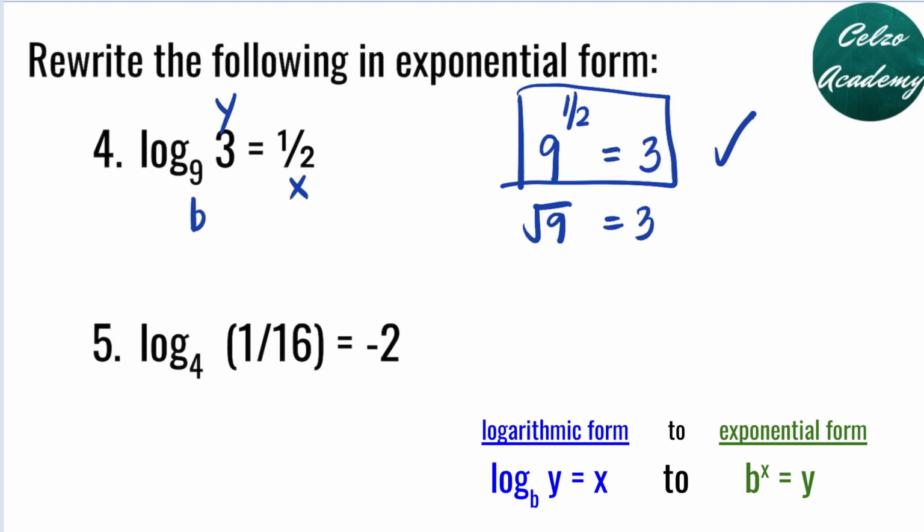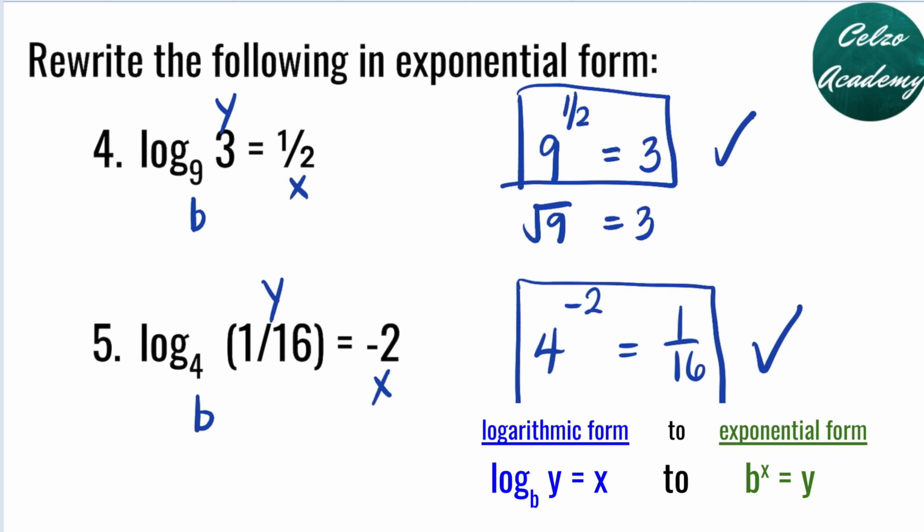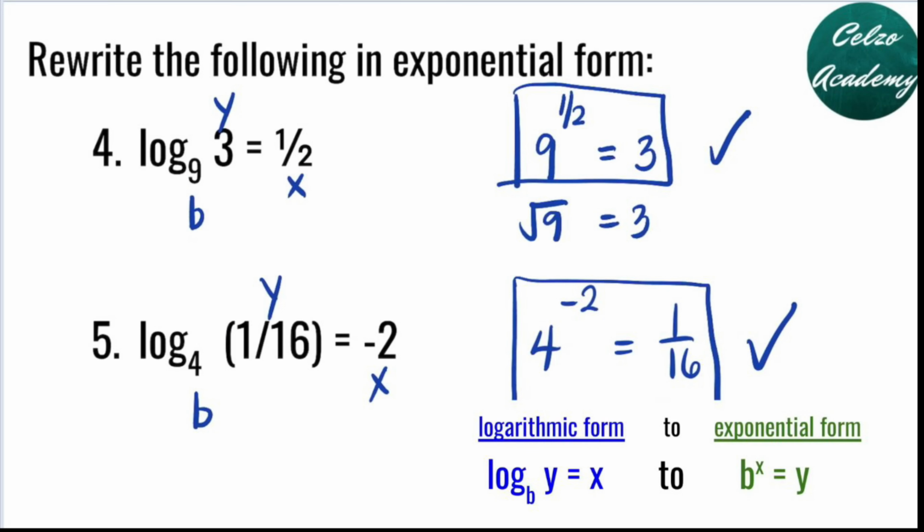Question 5. Log base 4 of 1 over 16 equals negative 2. So 4 is the base b, 1/16 is our y, and negative 2 is x. Writing this in exponential form, our base is 4, the exponent is negative 2, equals our y value is 1 over 16. And that is correct because 4 to the power of negative 2 using the negative exponent rule means 1 over 4 squared, and that is 1 over 16.